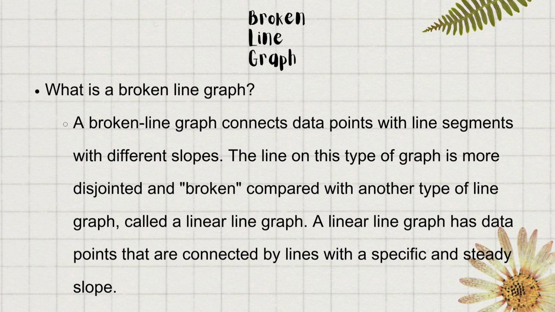What is a broken line graph? A broken line graph connects data points with line segments with different slopes. The line in this type of graph is more disjointed or broken compared with another type of line graph called a linear line graph. A linear line graph has data points that are connected by lines with a specific and steady slope.